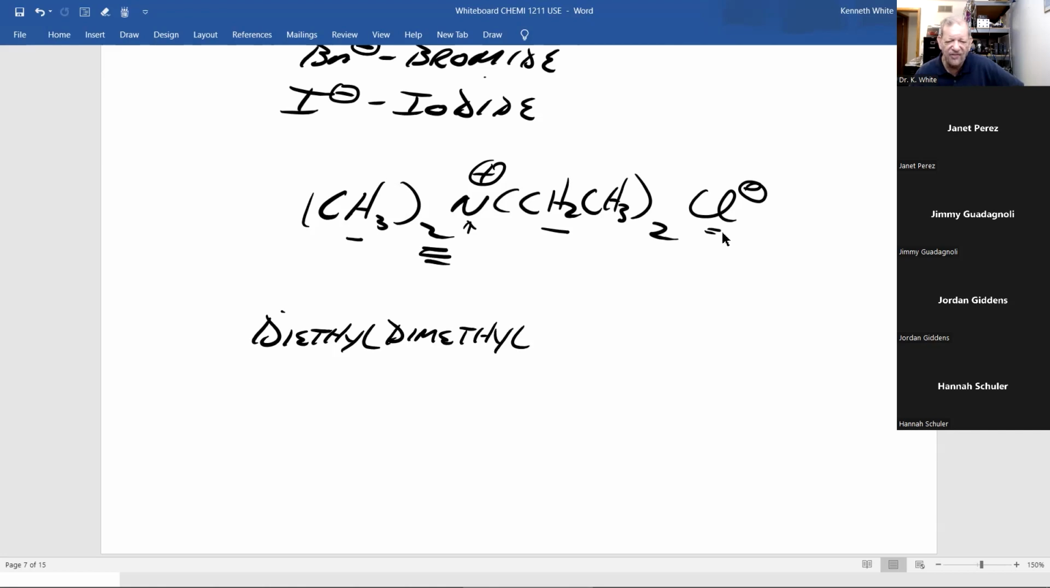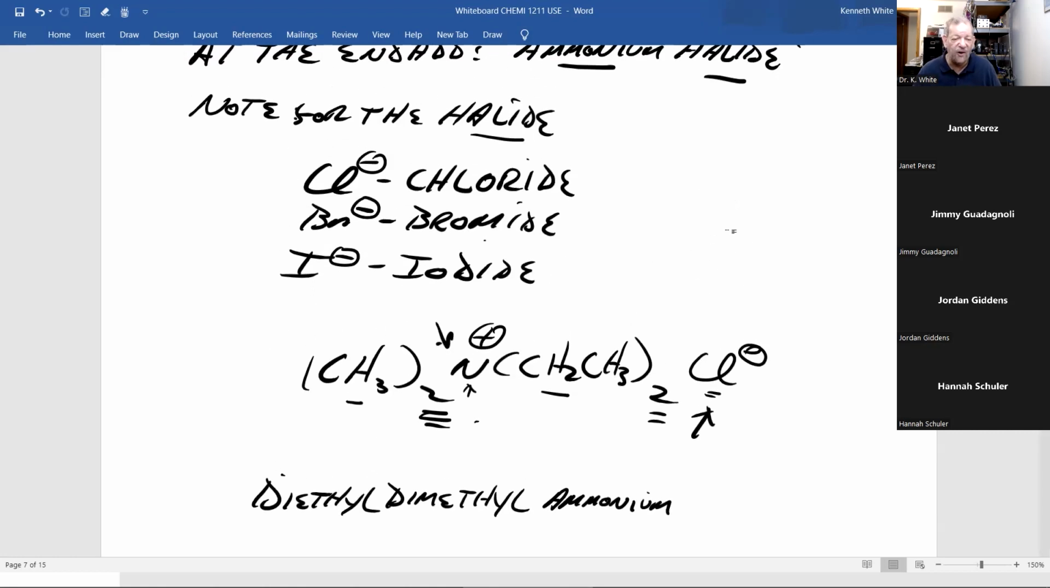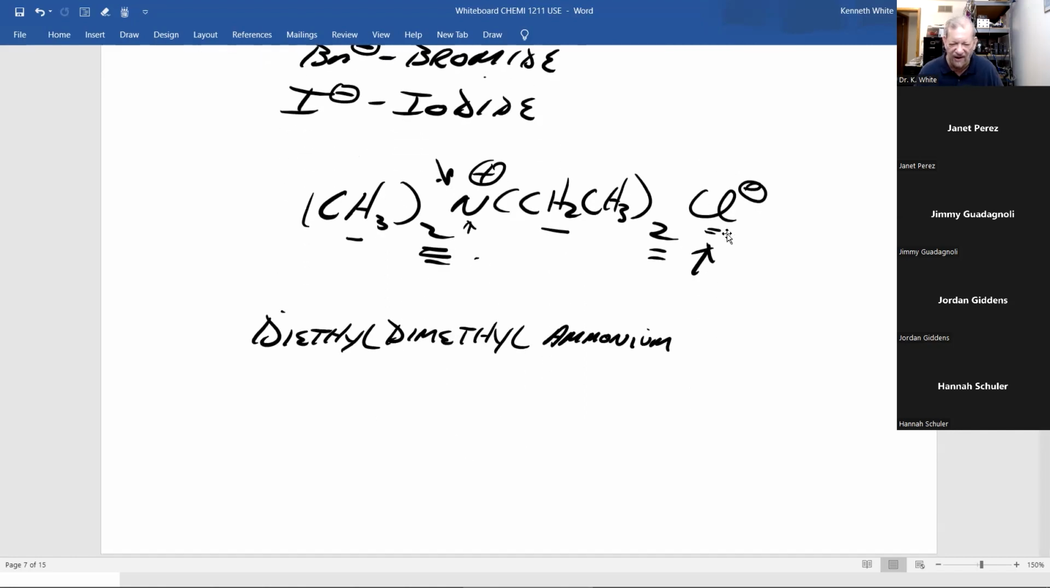How do you know di? It's in a bracket with a number on the side there. Next, we put the word, because this is a quaternary ammonium salt with 4 groups, 2 plus 2 on the nitrogen, ammonium. And next, we have the anion, and Cl minus is chloride. And we have diethyl dimethyl ammonium chloride. And that's what this is.